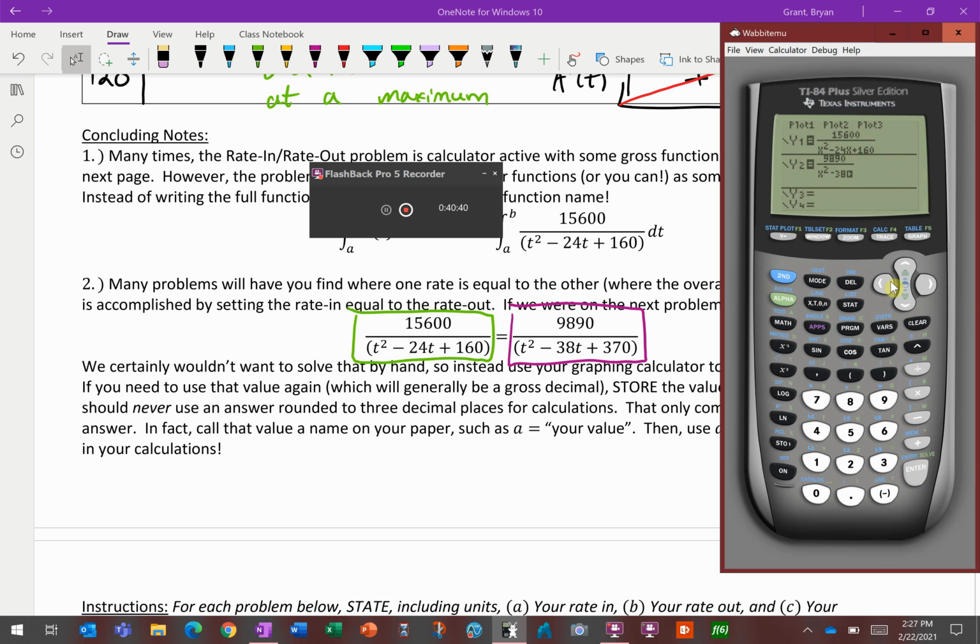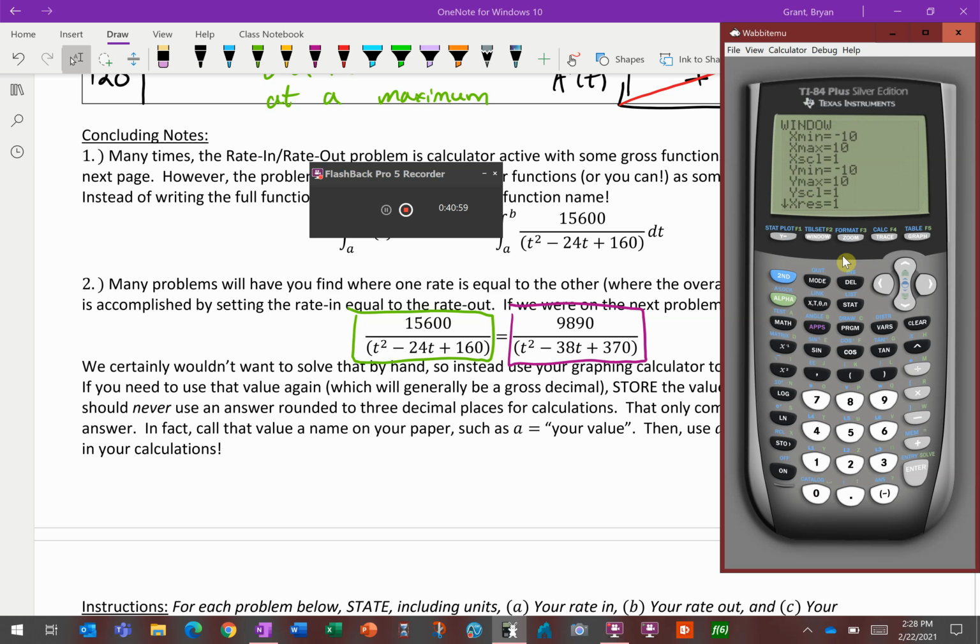Oh, I think that put a negative. Interesting. I was trying the keyboard, but that to me looks like a negative, so let's try minus. There we go. 38x plus 370. Cool. And then we saw before, so I'm going to change that window on here.